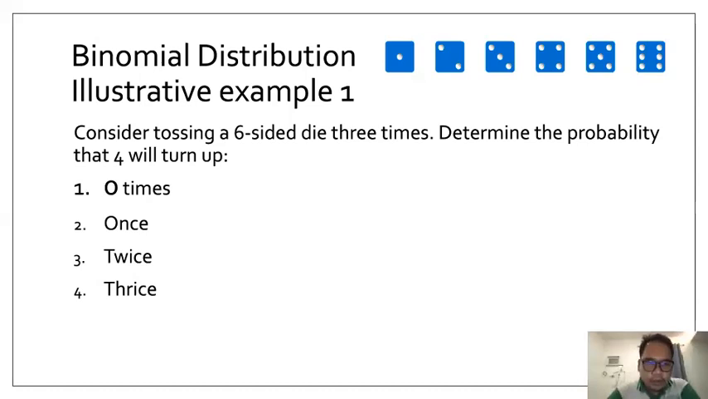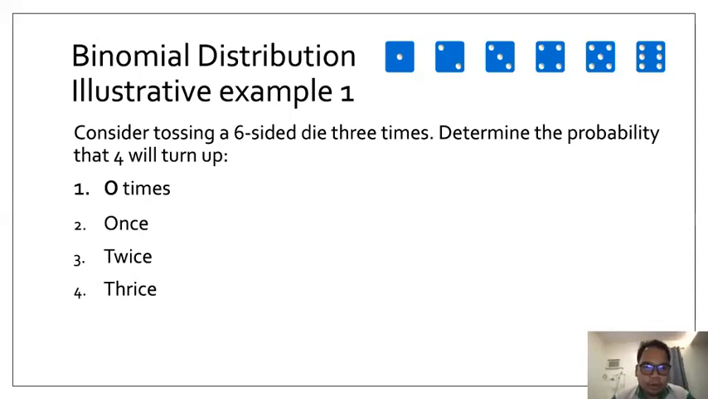Okay, so hi there. We're going to continue with our video on the binomial distribution. And as was said, we will try to answer the questions asked here. So again, let's recall that we will consider tossing a six-sided die three times, and we will determine the probability that a four will turn up zero times, once, twice, and thrice.